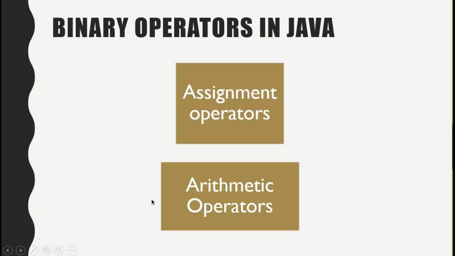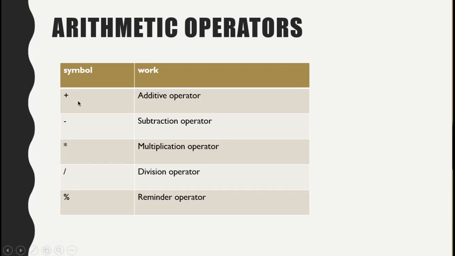Let's move ahead to the next one, which is arithmetic operators. Arithmetic operators have totally 5 types in this binary operation series, and the first one is addition. We know about it, and the second one is minus or subtraction. The third symbol, which is asterisk, is used for multiplication, and division is denoted by this sign, which is forward slash.